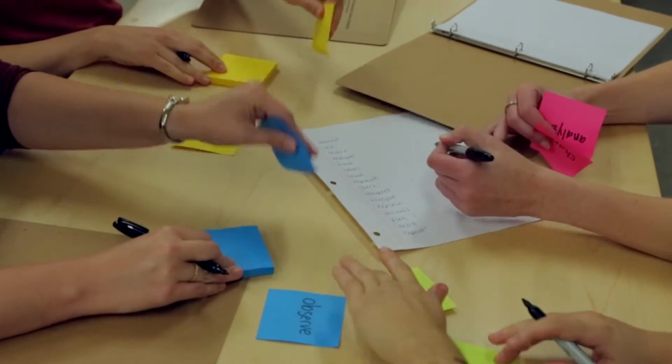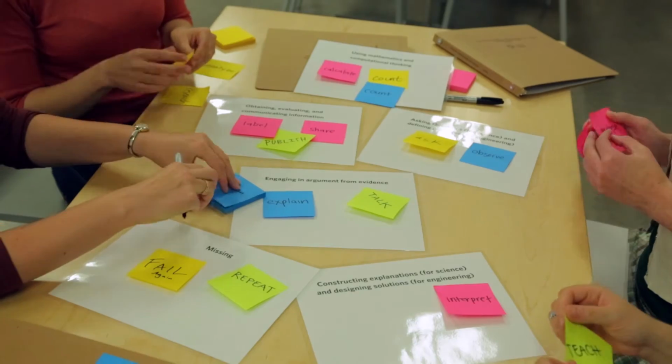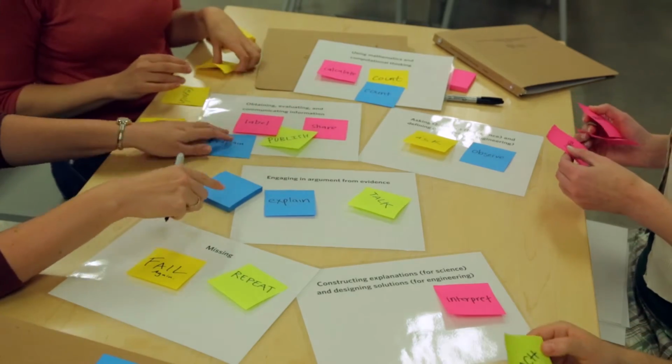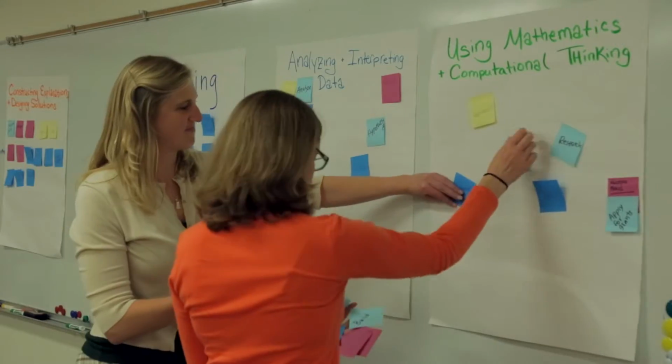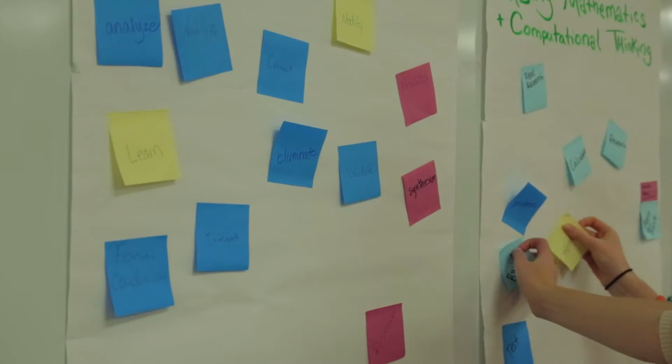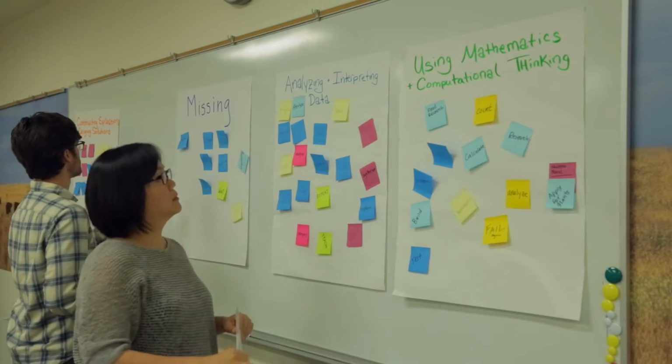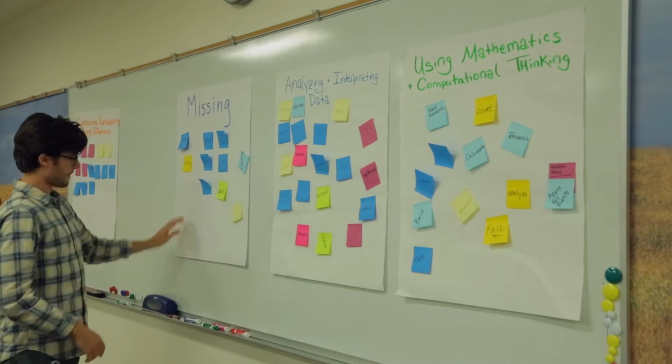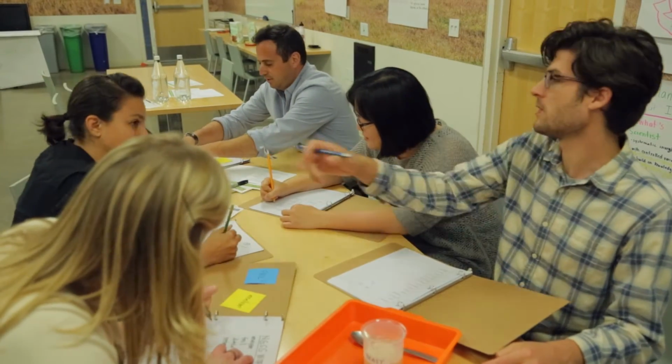Words like question, collaborate, design, test, or write. Participants then sort these verbs into the 8 practices. Any verbs that they feel don't fit into the practices can be placed in the missing category. To wrap up, the whole group has a discussion about how the verbs were sorted into the practices.